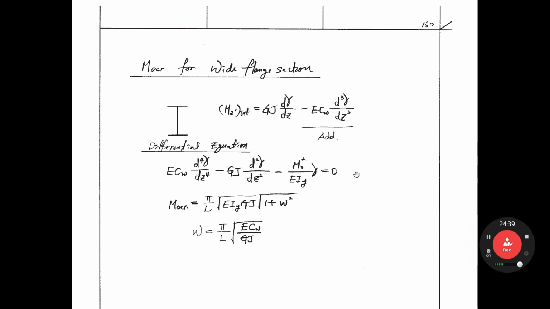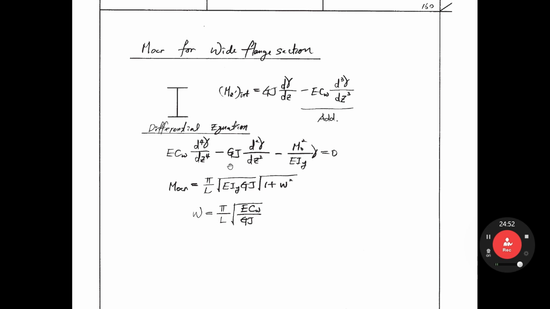This is again a differential equation, fourth order. If we solve this one, for the detailed procedure you can see the textbook because of limited time. The result: M0cr equals π/L times the root of EIy GJ, which is identical to the rectangular section, and for this wide flange section we have the additional term here, the square root of 1 plus W². W means this one. That is the result for the wide flange section.